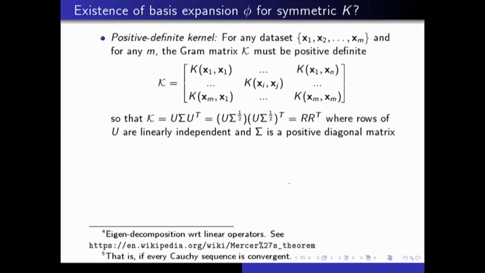So we'll consider the positive definite kernel as a kernel function such that for every subset of m points, the gram matrix that you compute will turn out to be positive definite. One can always recover the phi corresponding to such a matrix by doing eigenvalue decomposition.